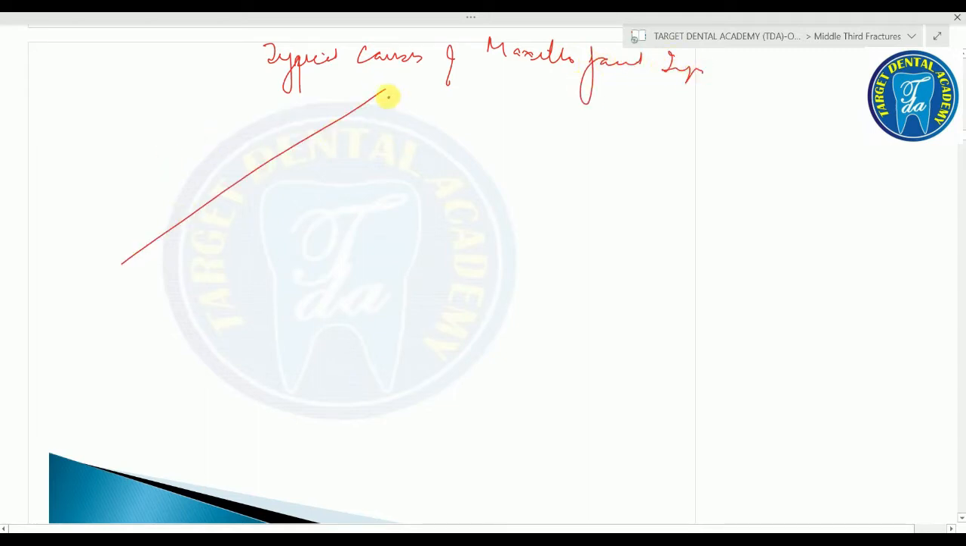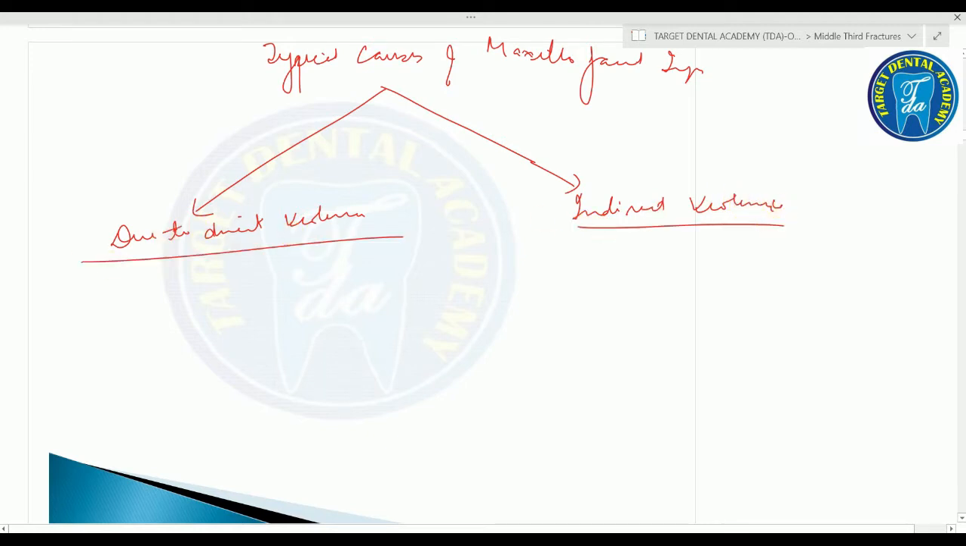So in this, we have the injuries due to direct violence. We have the injuries due to indirect violence. So what are the injuries which come under the direct one? In this, first you have the altercation and the interpersonal fights.